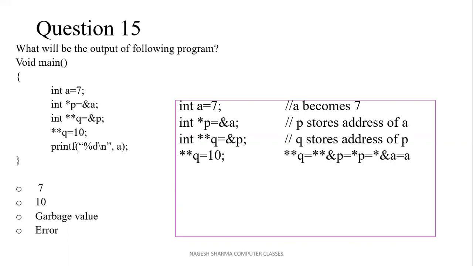Next is *q equal to 10. So what is *q equivalent to? So you can replace q by address of p, because q stores the address of p. So remember, this asterisk is dereferencing operator, and ampersand is address of operator. So they will cancel out each other. They will nullify the effect of each other. So this statement will be equivalent to *p.